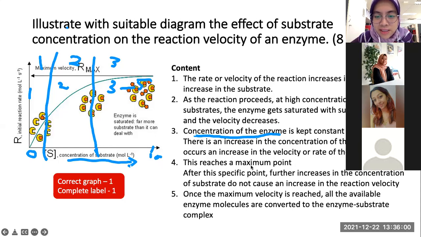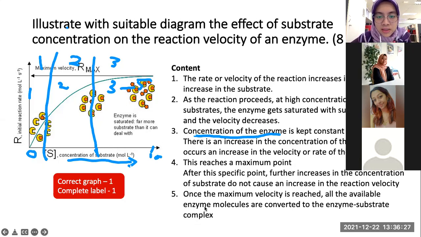This will eventually reach a maximum point. Okay, so this is the maximum point. After this specific point, further increase in substrate does not cause an increase in the rate of reaction. You can see substrate concentration is increasing, 6, 7, 8, 9, 10, for example, but the rate of reaction will eventually reach a stagnant state, or a plateau. Okay, so why does this happen?